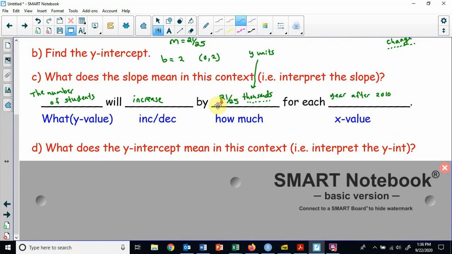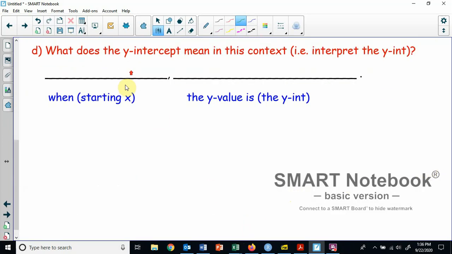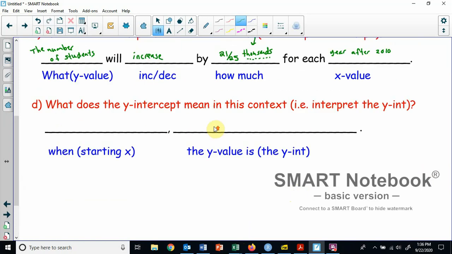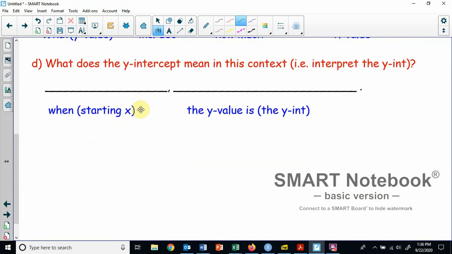What does the y-intercept mean? Well, this is very simple because the y-intercept, if you just think back to graphing, that meant our starting point, where we're starting this data at. And so I have another little form sentence. So when are we starting? When do the x's start counting? Go up and read. It's actually really simple. X is the number of years after 2010. So the x's are starting counting in 2010. So we can just say in 2010, that's when we're starting counting the x's.